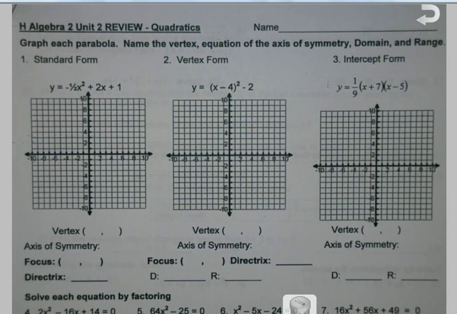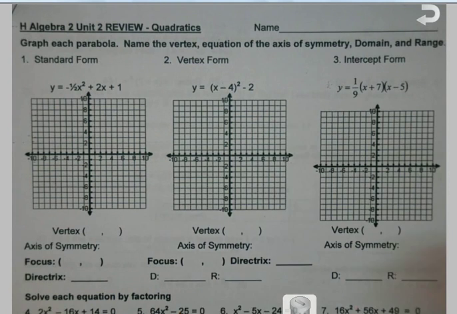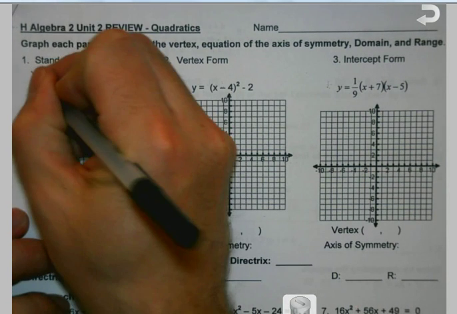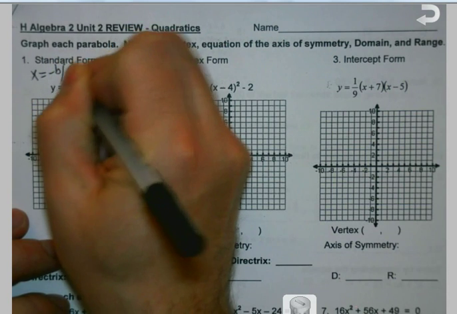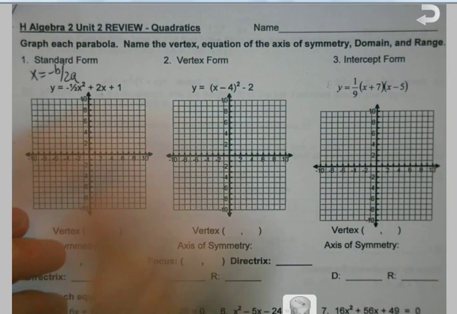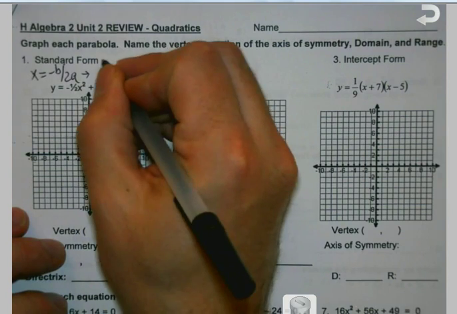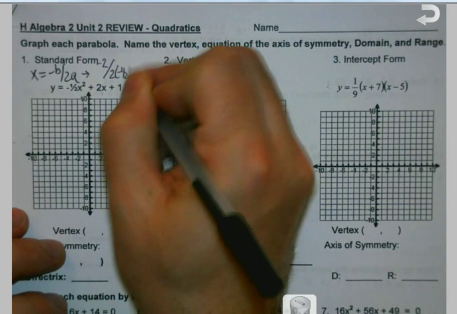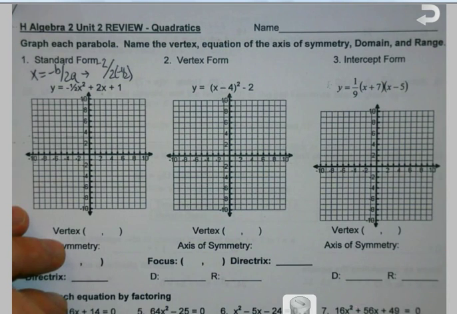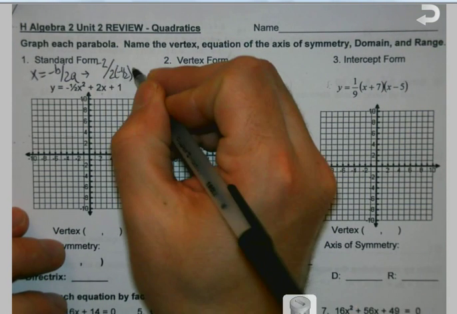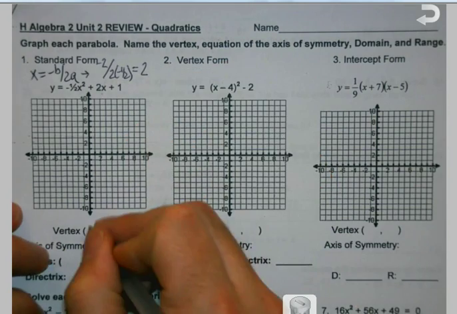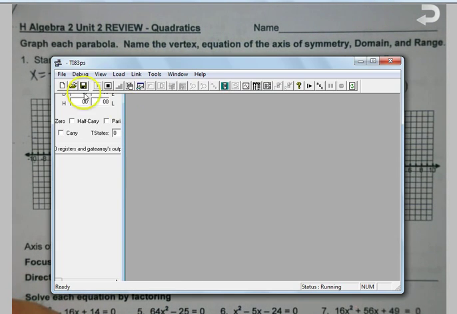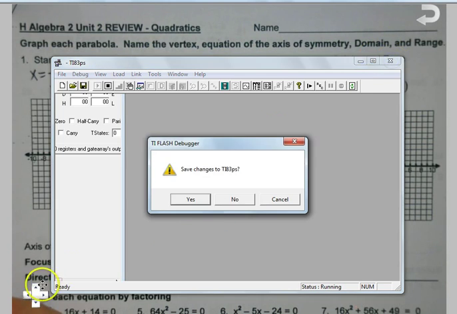So no worries there. Here, when I get working on having one of my parabolas in standard form, to find the x value of my vertex, simplest way is just to do negative b over 2a. So I'd have the opposite of 2, which would be negative 2, over 2 times negative 1/2, which would be like being negative 1. So negative 2 divided by negative 1 is going to be 2.